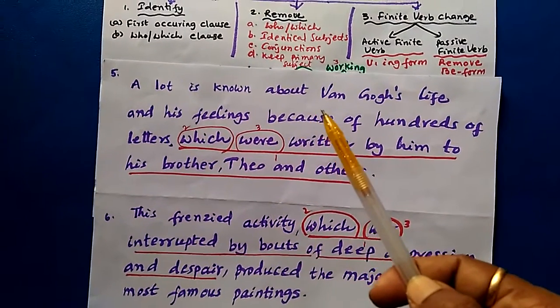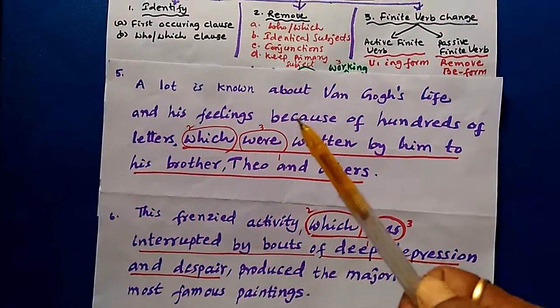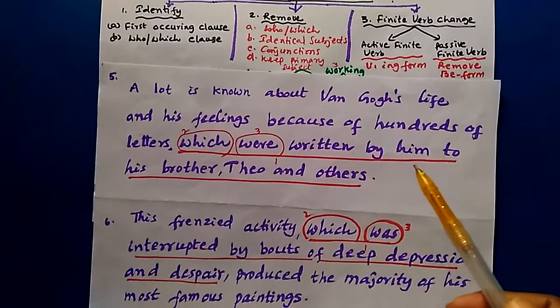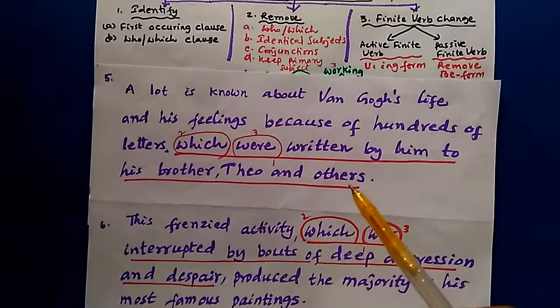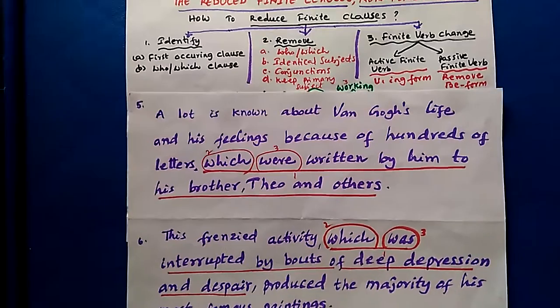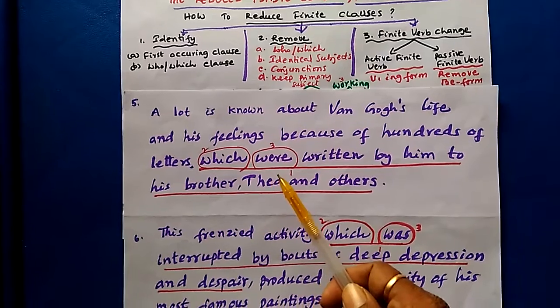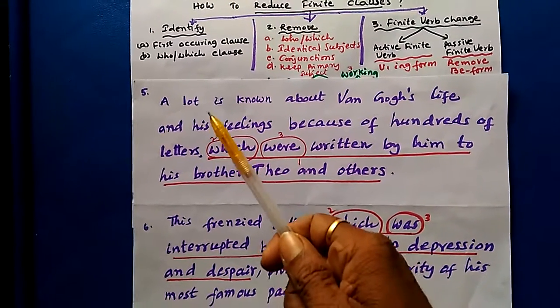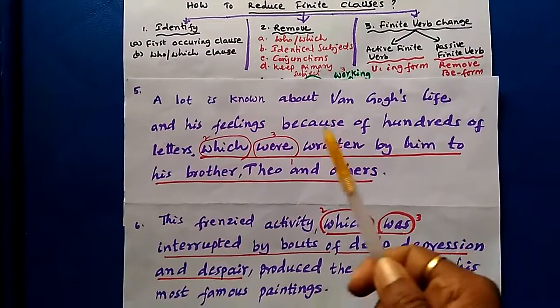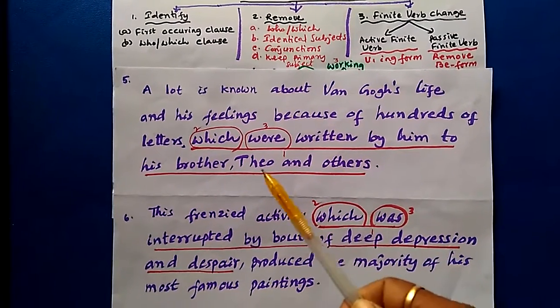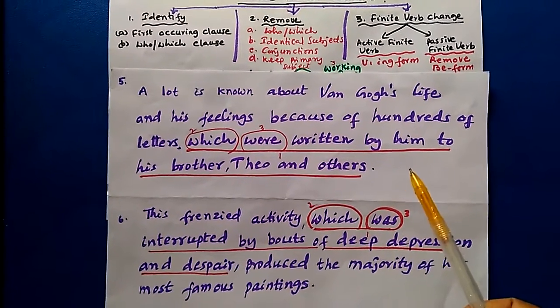A lot is known about Van Gogh's life and his feelings because of hundreds of letters written by him to his brother Theo and others. So after doing these changes, we get the answer. A lot is known about Van Gogh's life and his feelings because of hundreds of letters written by him to his brother Theo and others will be the right answer.